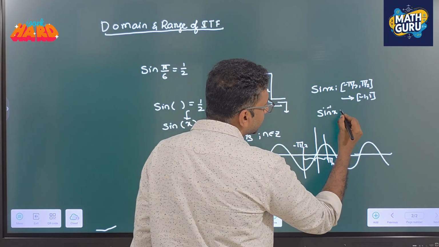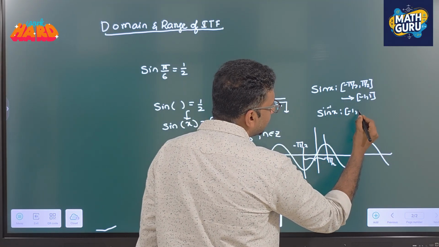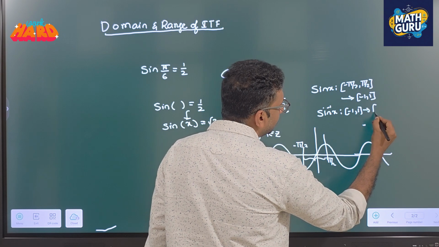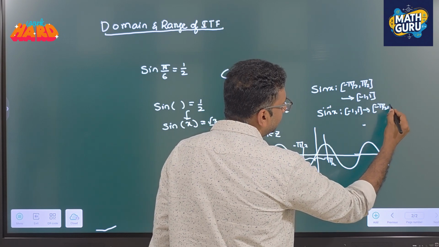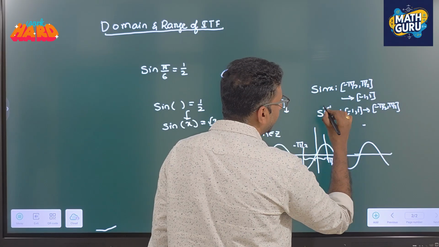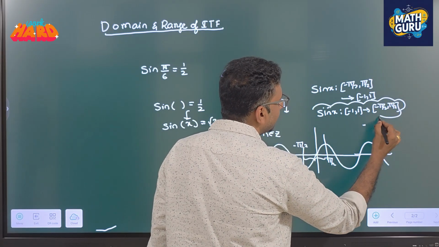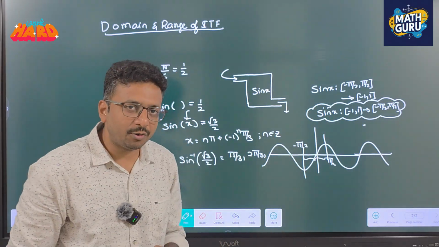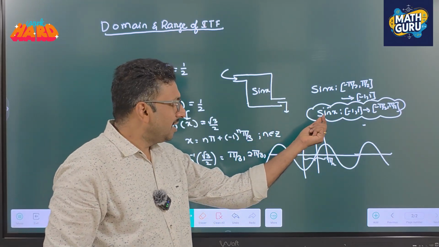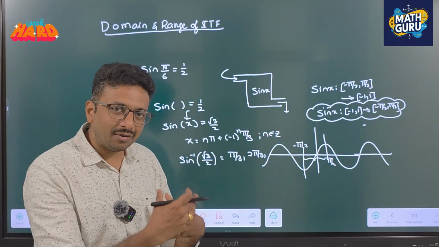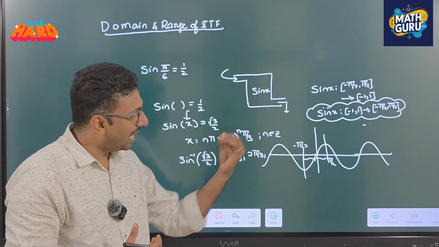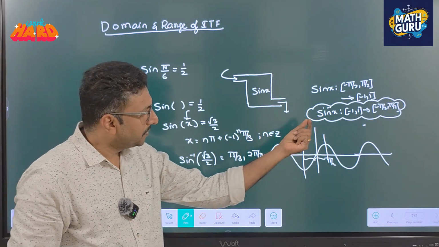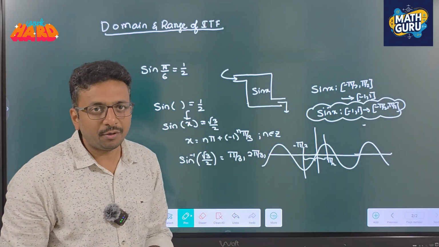The sine inverse x is defined from minus 1 to 1 to minus pi by 2 to pi by 2. That is, sine inverse x takes in values from minus 1 to 1 and gives out the angles from minus pi by 2 to pi by 2.